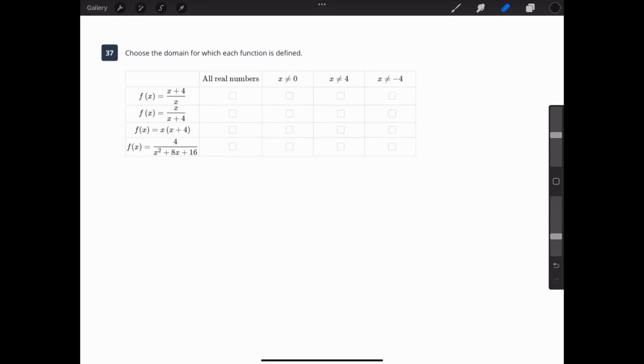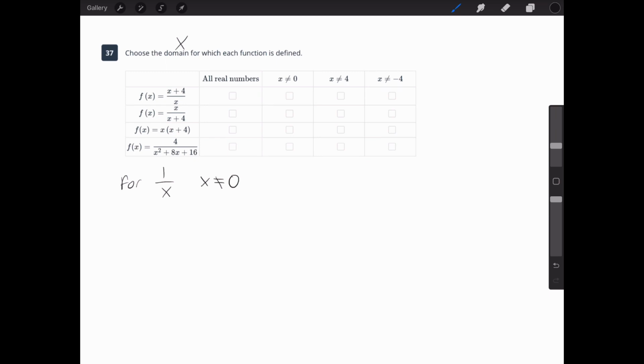For this problem, it asks us to choose a domain for which each function is defined. And the key thing to note is that domain means our x values. And we need to know two main things that restrict our domain. For 1 over x, let's say we have a variable at the bottom, x cannot be 0. That would make our function undefined.